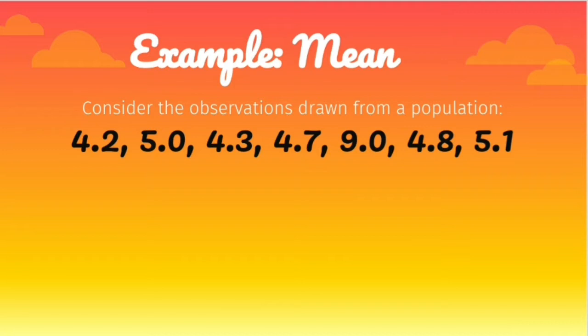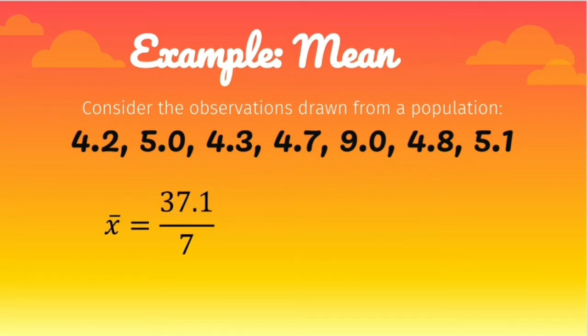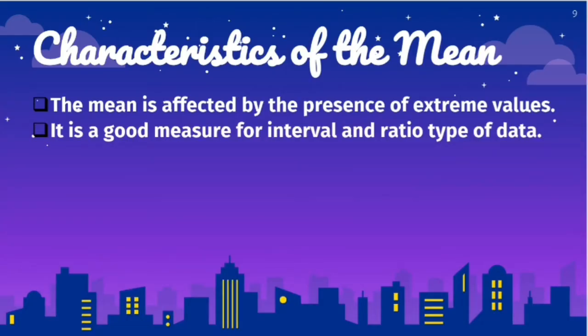Consider the following observations drawn from the population. Add 4.2, 5.0, until 4.8 and 5.1, divided by 7. Computing, so we have 37.1 divided by 7, which will give us 5.3. And that is our mean. So what are the characteristics of the mean? The mean is affected by the presence of extreme values. It is a good measure for interval and ratio type of data. So we cannot use the mean if we have qualitative data.